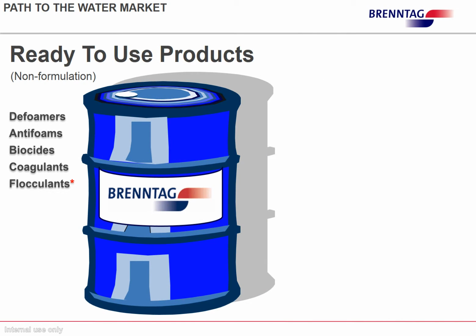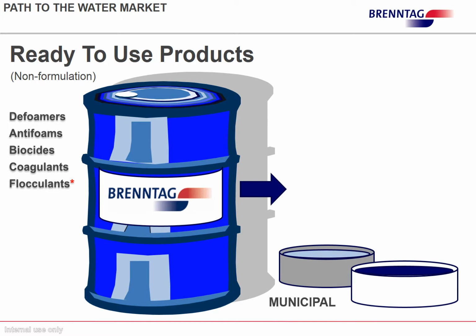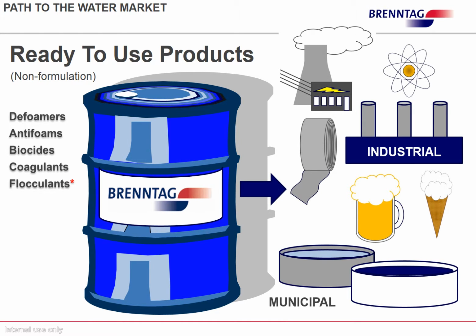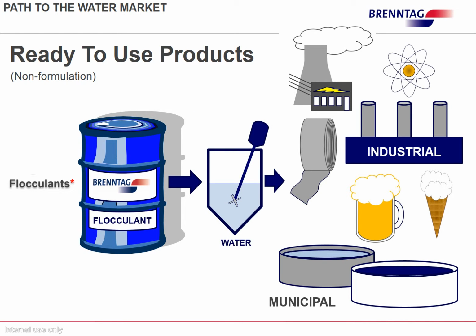We also have what we call ready-to-use products. In other words, they are not needed in formulations and are typically used directly from the drum. These will go into municipal applications or industrial applications, things like food, beverages, power, or metals. It should be noted, though, that our flocculants must be made down with water prior to being used. Although they come directly out of the drum, they must be made down or allowed to uncoil before they can be used in the marketplace.